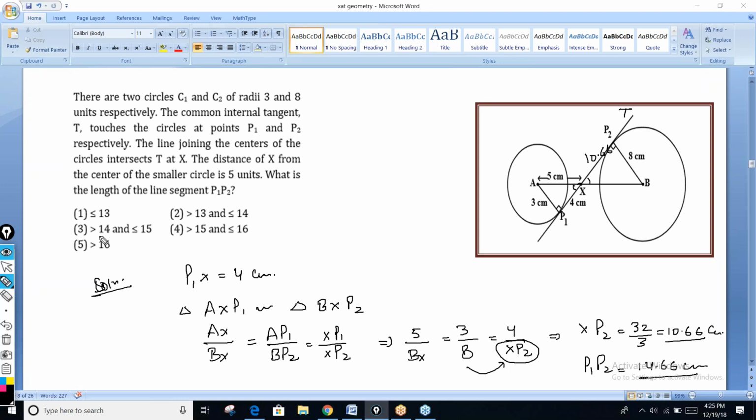So what is the answer? The answer will lie in the range of 14 to 15. The correct answer is 14.66, which is in the range of 14 to 15. So use the similar triangles to get the answer. This was a doable question in the example. Come to the next one.